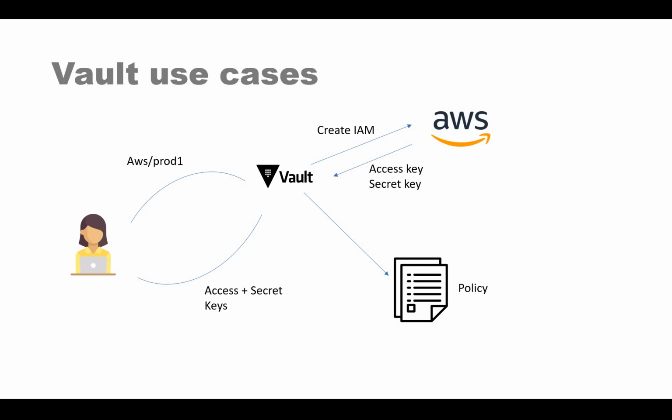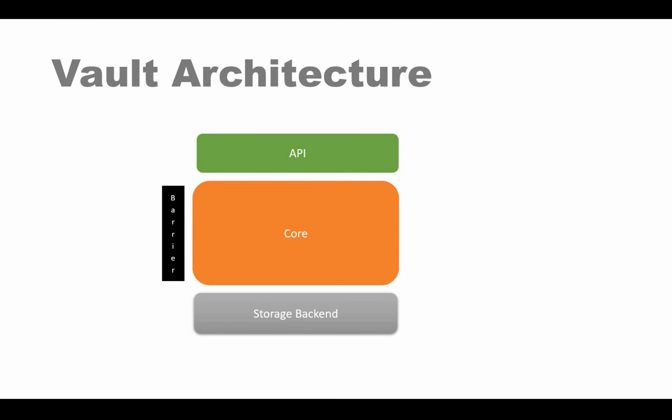So let's talk a little bit about the Vault architecture now, because now you understand what Vault is and what the different use cases are. In a simple way, like a common application, you have an API as a front end for Vault, where everything will go through this API layer, and you have a central core layer, which is the place where all the encryption and decryption of the Vault secrets happens.